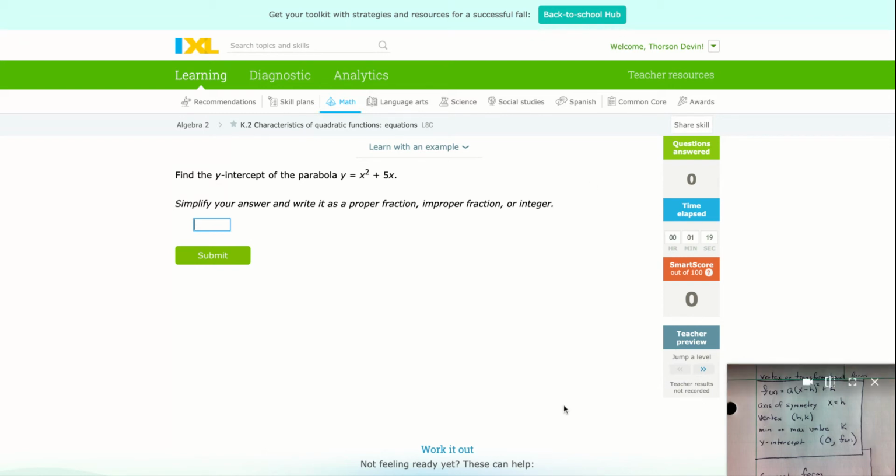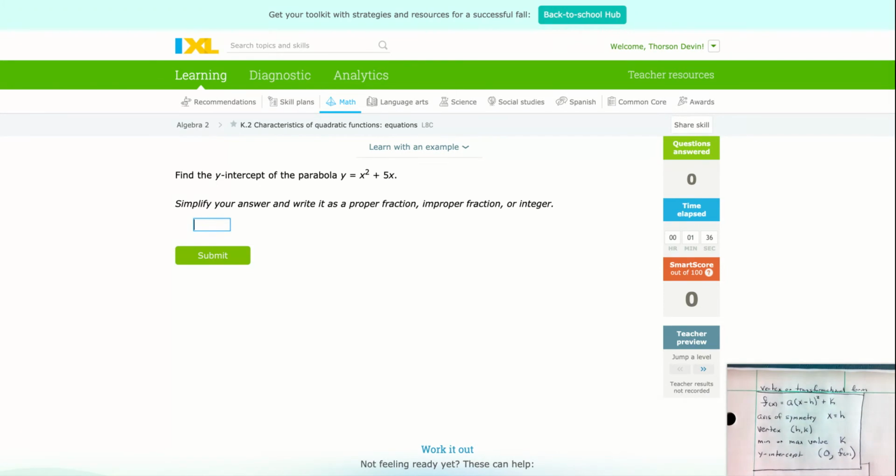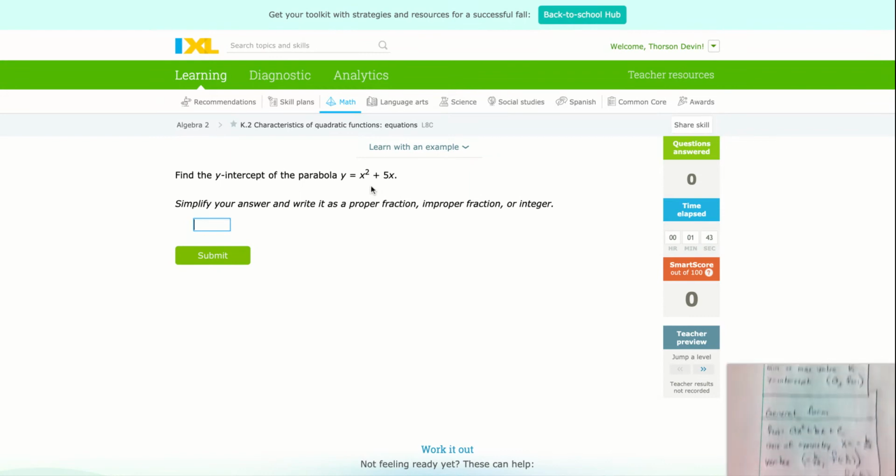Down here in the bottom right corner, I have put both the vertex or transformational form information, and as needed, I will move up and show the general form information to find the things we want. And that's the first thing you want to do. You want to look at the expression you're given and say, do I have the transformational form or do I have the general form? This one happens to be the general form.